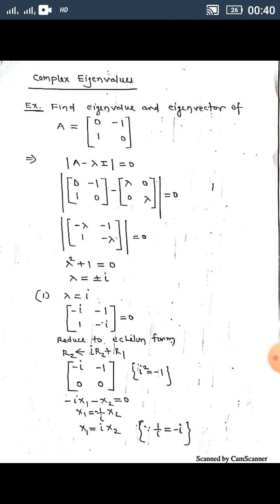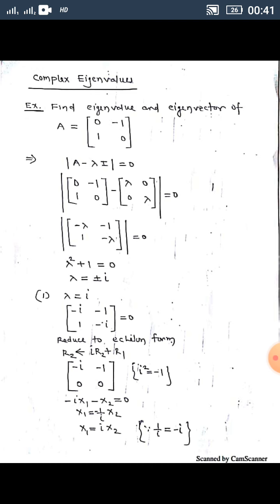Now we reduce this matrix to echelon form. In R2 we have to make the second row first element 0. So we perform i R2 plus R1. This is the operation. So i minus i becomes 0, and minus i into i is minus i square. Now we know that i square is minus 1, so minus minus plus 1. Plus 1 and minus 1, the addition is 0.